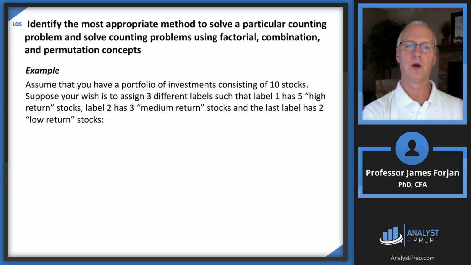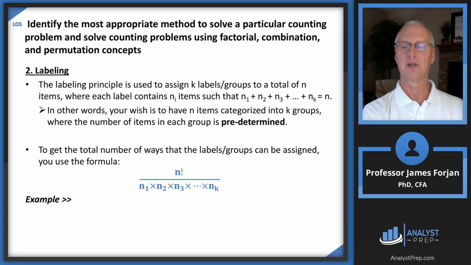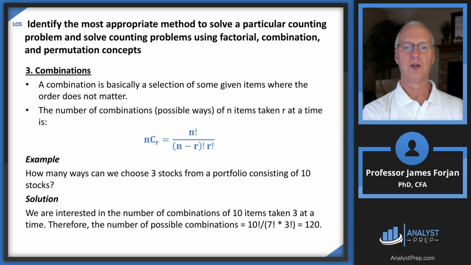Let's go back here real quick. Part 2, what was that? We were labeling, so we were categorizing or classifying those. Here, we're just saying how can we choose 3 stocks? All right, so all we're going to do is take that 10 factorial and divide by 7 factorial times 3 factorial. That gives us 120. So it's 10 factorial over 10 minus 3 factorial times 3 factorial.